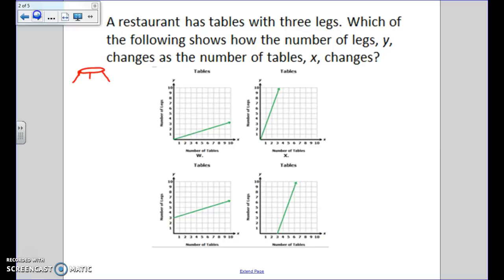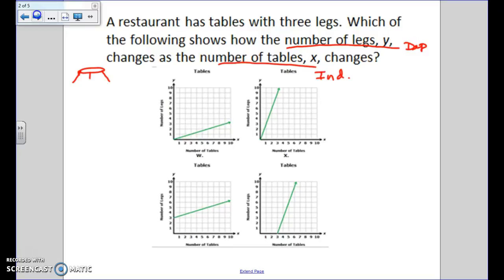I need to stress independent and dependent variables a little more, I think. I think that hopefully everybody can agree that the number of legs depends on the number of tables there are. In this problem it specifically says the number of tables is the independent variable x, and the number of legs is y, the dependent variable. But I hope that it makes sense in your head that the number of legs depends on how many tables there are.